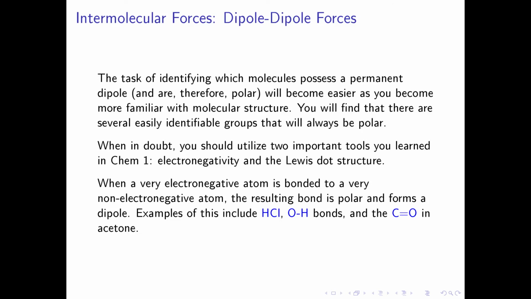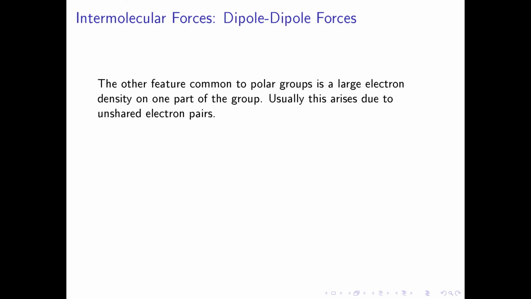Examples of this include the bond in HCl, where the chlorine is very electronegative and the hydrogen is not. The OH bond, again where the oxygen is very electronegative and the hydrogen is not. And the C double bond O as in acetone. In this case, the oxygen is very electronegative and the carbon is not. The other feature common to polar groups is a large electron density on one part of the group. Usually this arises due to unshared electron pairs, or lone pairs.